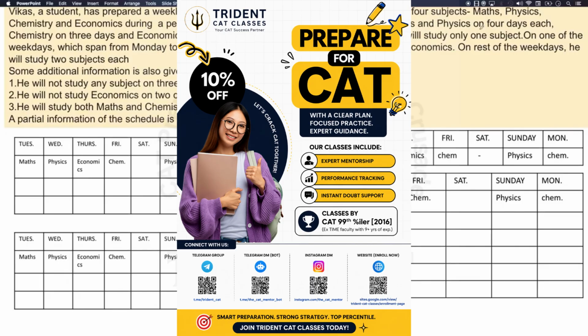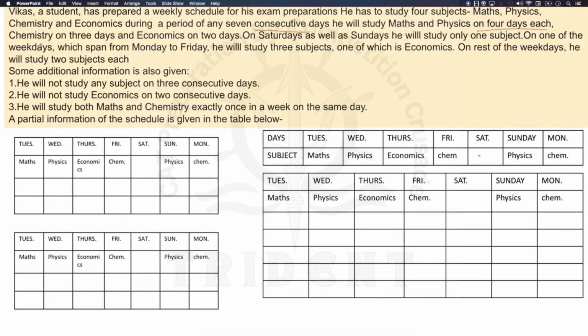He'll study maths, physics for 4 days each, okay? Chemistry on 3 days, economics on 2 days. On Saturday as well as Sunday, he'll study only one subject. So he'll keep his weekend a little light.